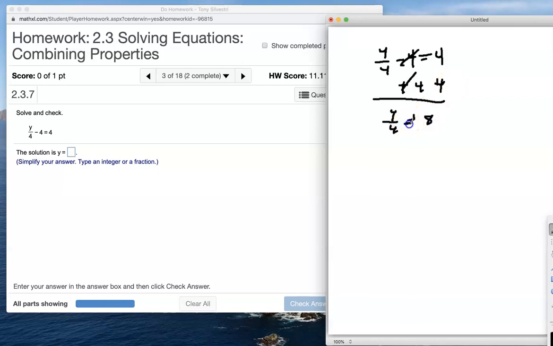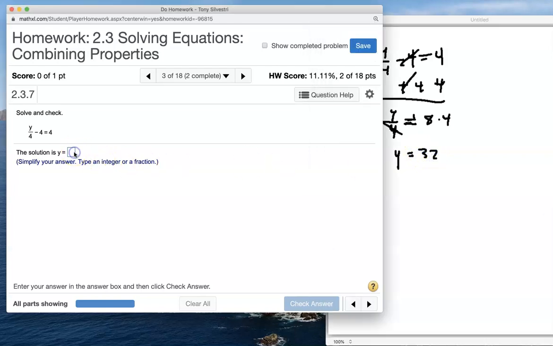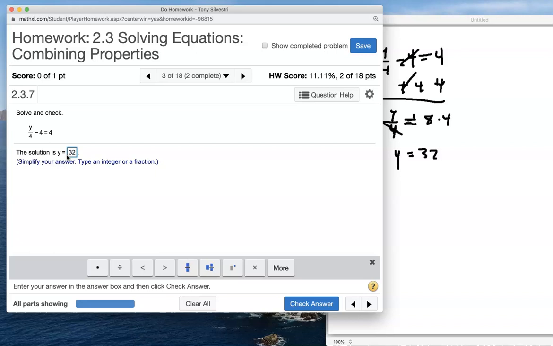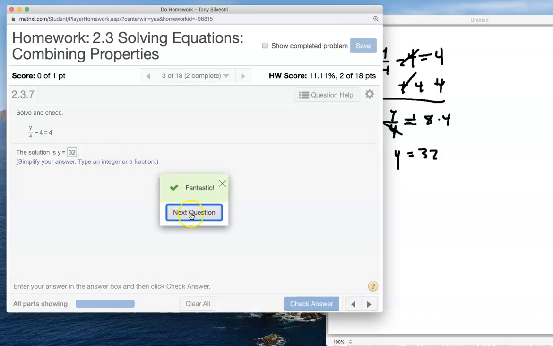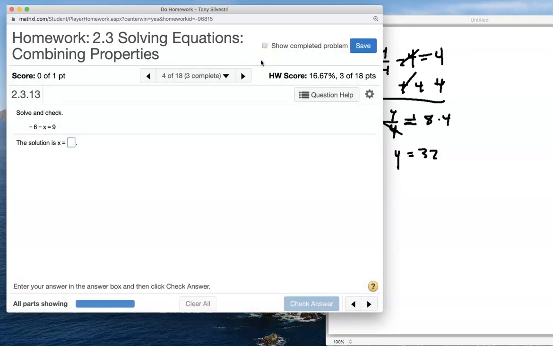That looks ugly. I wish I had better tools to do this, but unfortunately I don't. Now, y is being divided by 4. The opposite of dividing by 4 is multiplying by 4. Both sides. The 4's cancel. Y equals this operation. 8 times 4 is 32. I'm putting 32 in there. Nice.